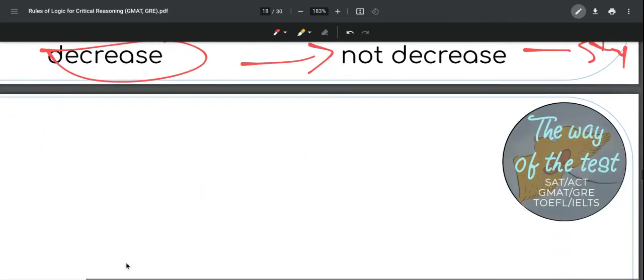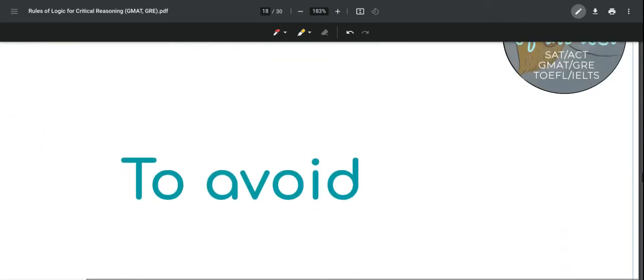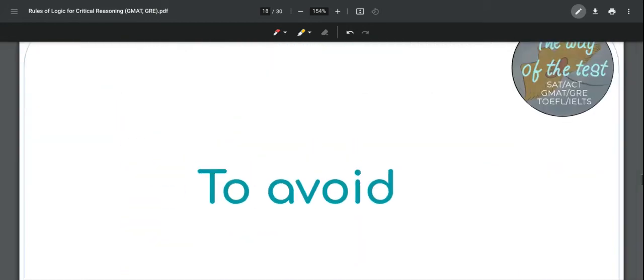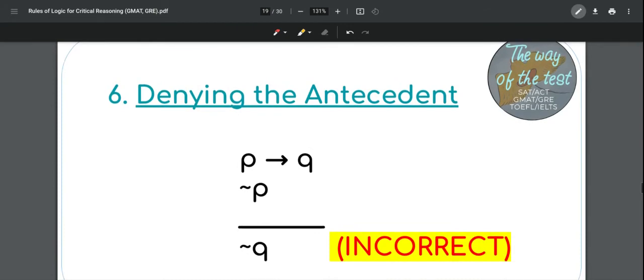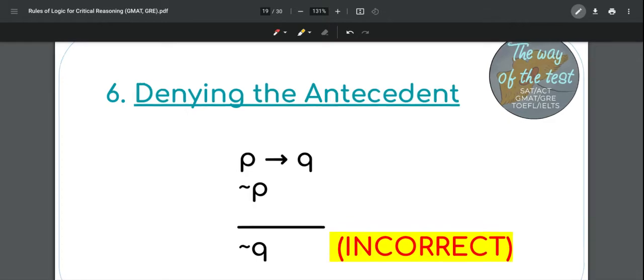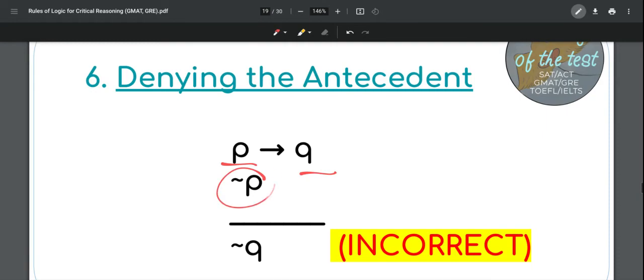Okay, then we already finished the 5. So we're going to go to the logical rules to avoid. These are all fallacies, all mistakes of logic. So the first one, number 6, denying the antecedent. We have P causes Q. P didn't occur, so you may think that Q didn't occur, right?